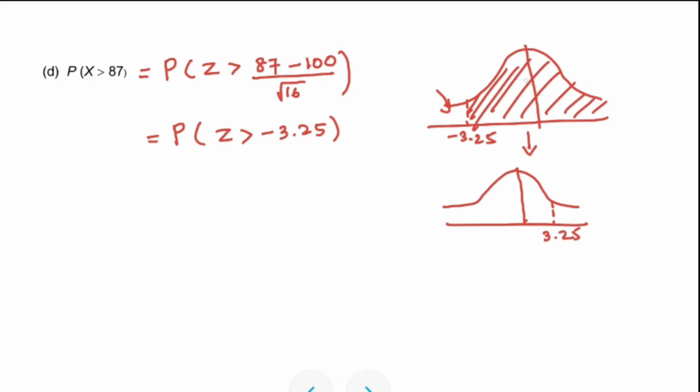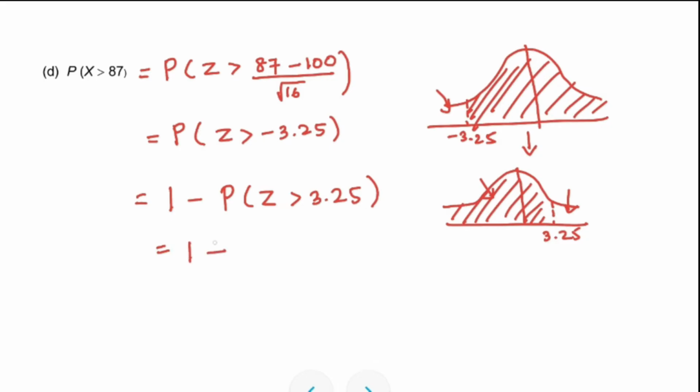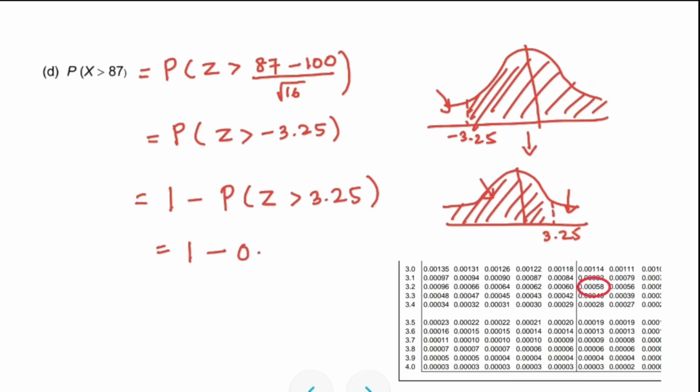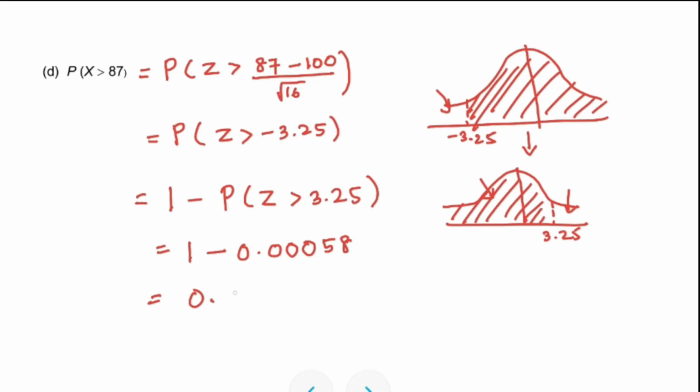So the shaded area is equivalent to this area, but we cannot find it directly from the table because z cannot be read from the less-than side. We can only read z greater than. So we take 1 minus P(z greater than 3.25). When we read from the table, we get 0.00058. So the answer is 0.99942.